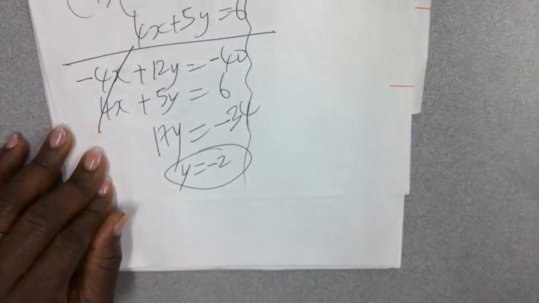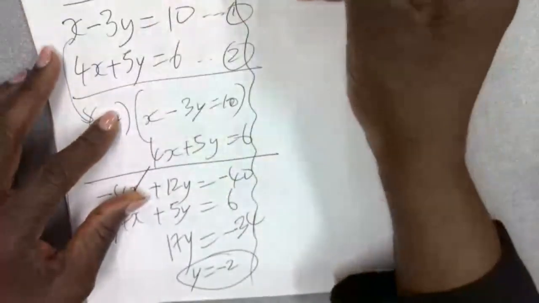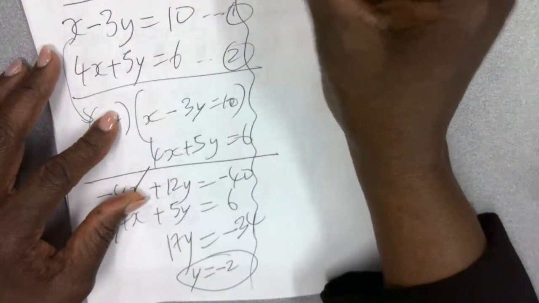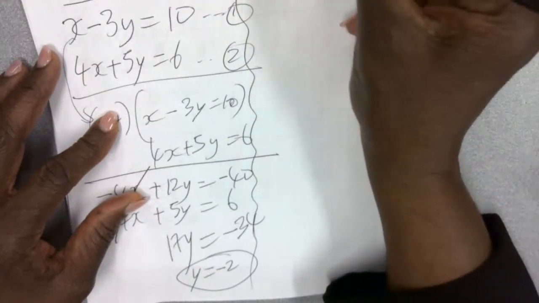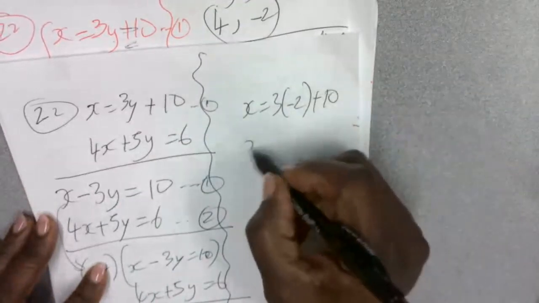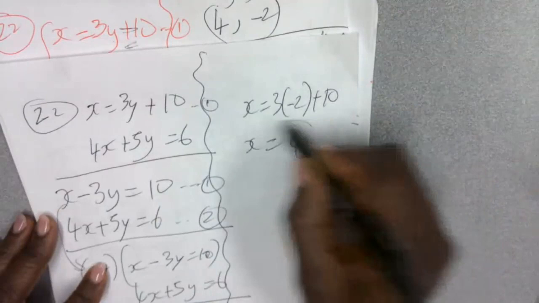We are solving a system in 2 variables. We only have one answer. Are we done? No. We need to find the value of the other variable. So we do that in original equation 1. Wherever I see y, I put -2. That is x equal to 3 times -2 plus 10. And so x equal to 4.